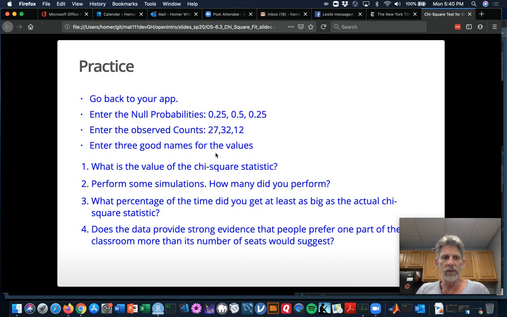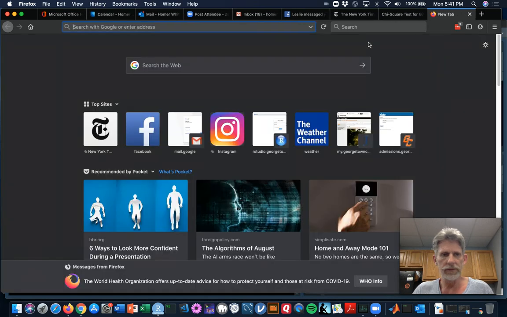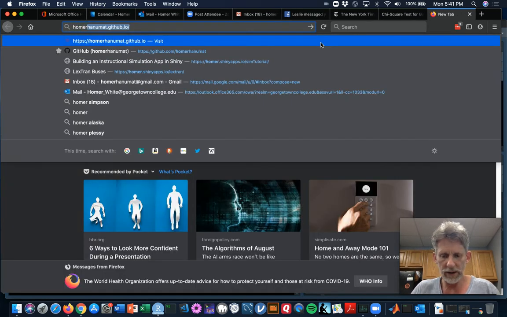Let's check it out. So what you should do is go back to your app, and you want to enter these as your null probabilities and these values as your observed counts. And then enter some good names for the values, and then play with the app until you've got yourself a chi-square statistic and a p-value. So I'll just get you started here, but then you'll continue on your own. So let me get back to the app.